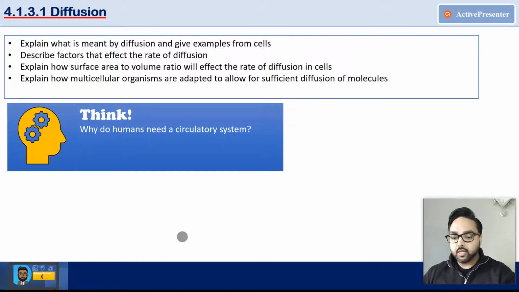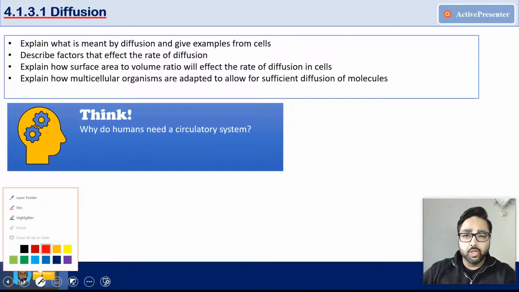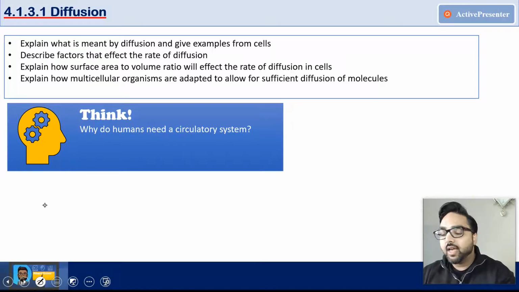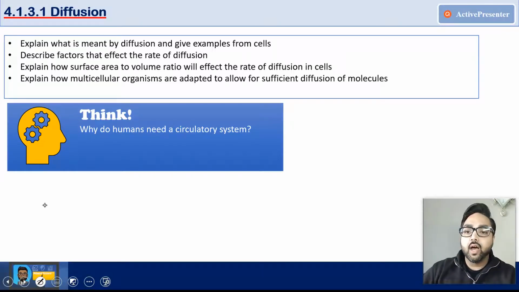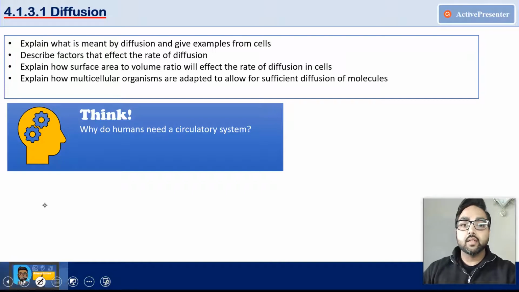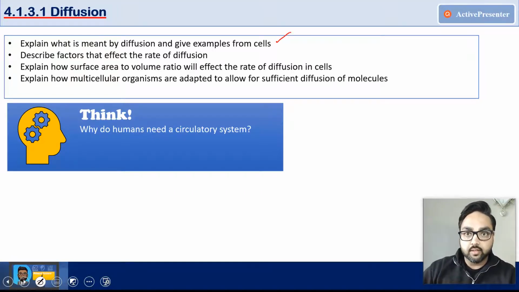Now, in the last lesson, if you watched the last lesson, if you haven't, go back and watch it. In this first lesson, we went through what diffusion actually means, and we gave some examples from cells, and then we described the factors that affect the rate of diffusion.